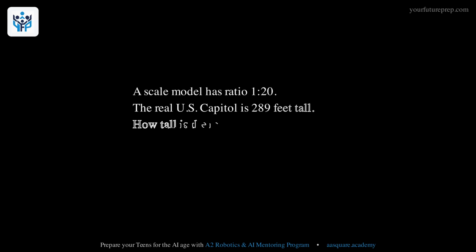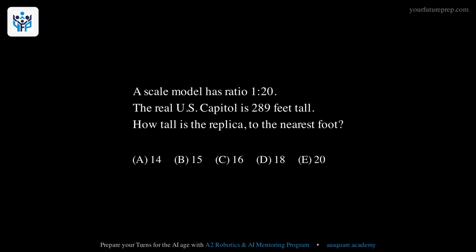Here's problem 1 from the 2018 AMC 8. An amusement park has a collection of scale models, with ratio 1 to 20, of buildings from around the country. The height of the United States Capitol is 289 feet. What is the height in feet of its replica, rounded to the nearest whole number?